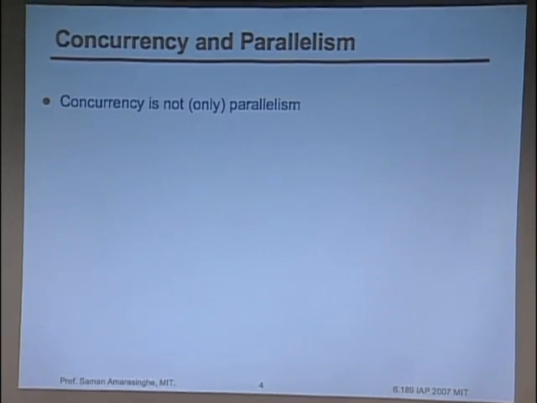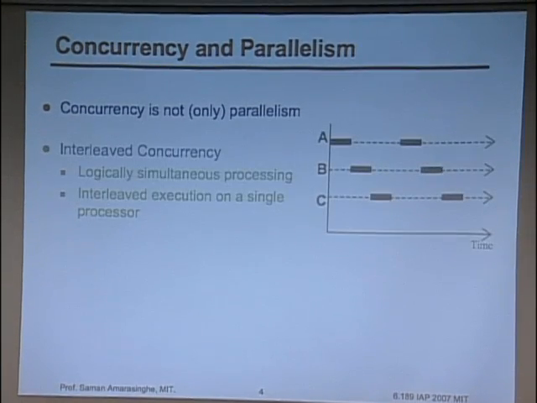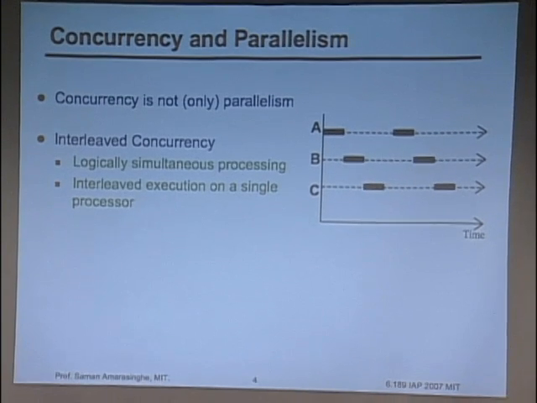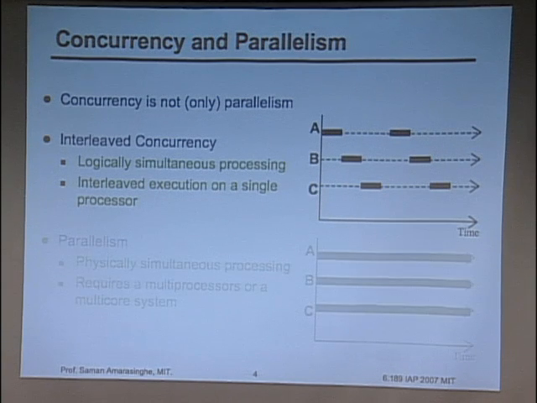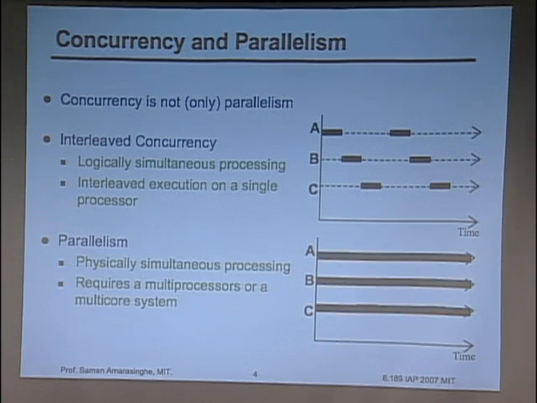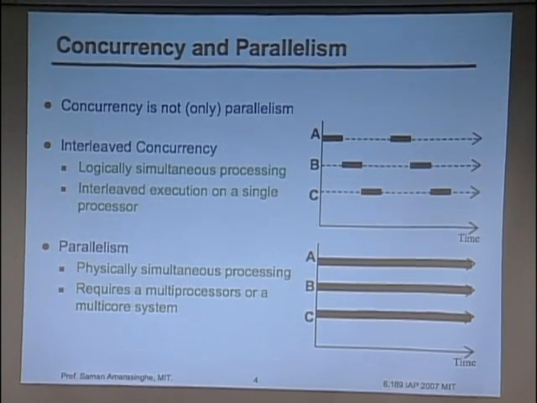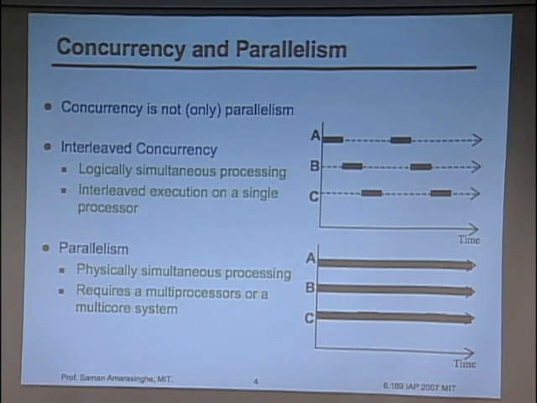So concurrency is not only parallelism. You can have interleaved concurrency, which is logically parallel, but you run thread A for a while, context switch to thread B for a while, context switch to thread C, so you can have multiple threads running on the same machine. Or you can actually have them running in parallel, with 3 different machines running A, B, and C all the time. You can have both. But logically, you should not see a difference except for performance and stuff like that.